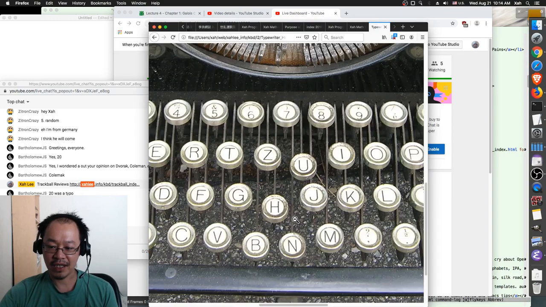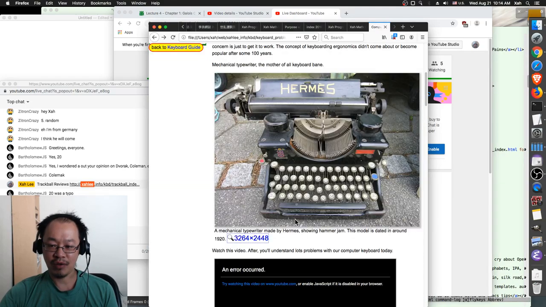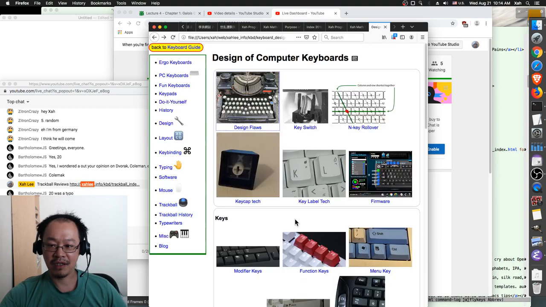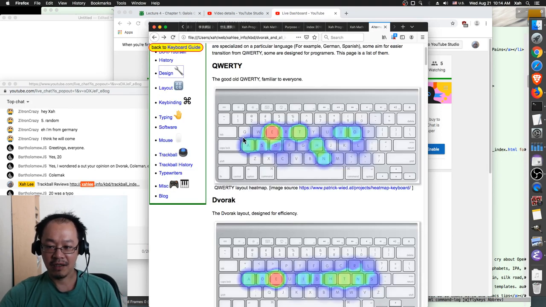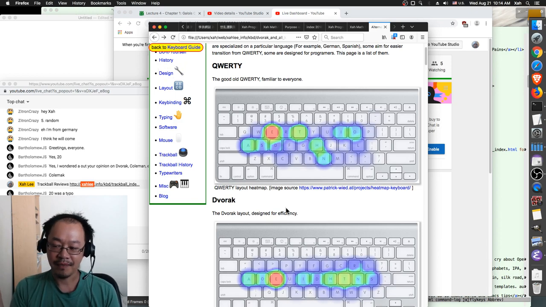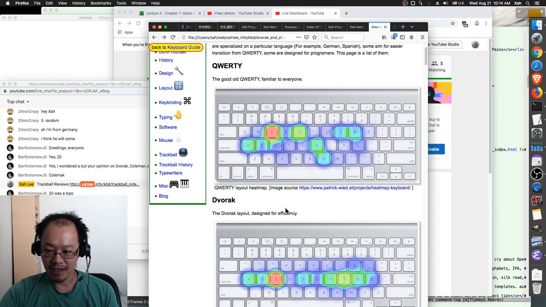So they eventually came up with this so-called QWERTY arrangement. It's named QWERTY because in the top row you have QWERTY. That is why we have QWERTY.